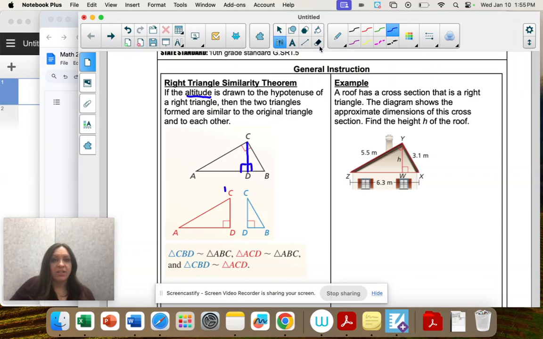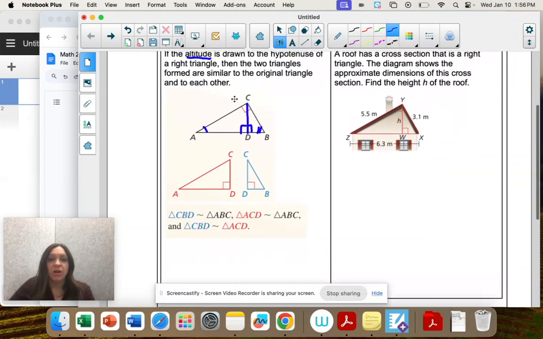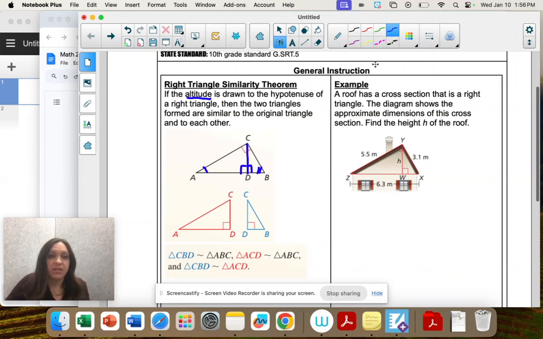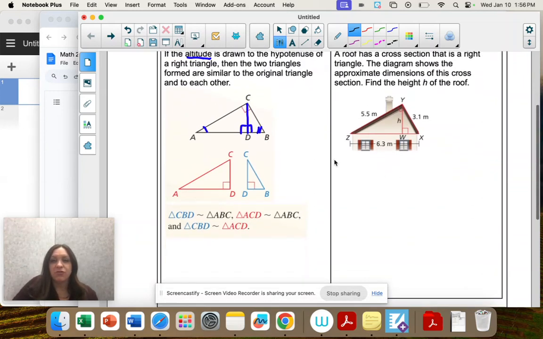Because these all have the same angles, they all have a right angle and then they share these other angles, we create three similar triangles all in one. So that means that we can write proportions and solve the sides. So here's an example. We have a roof and the altitude's drawn with the height. When you're solving these, it really helps to draw the three right triangles and then set up your proportions.